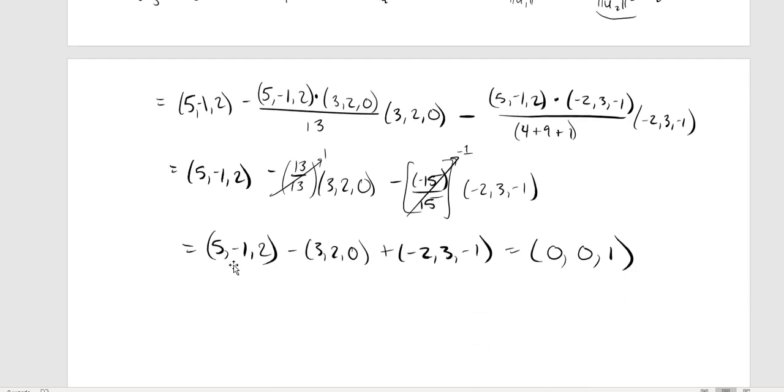Check my work on that. 5 minus 3 minus 2 is 0. Negative 1 minus 2 is negative 3, plus 3 is 0. 2 minus 0 minus 1 is 1. There we go.